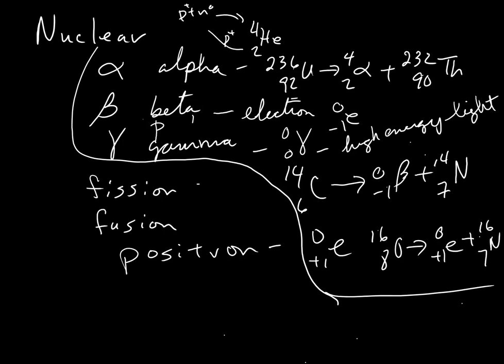Okay. So I want to talk a little bit about how we know about fission and fusion, and alpha, beta, and gamma. Okay. Penetrating, what they can go through. Alpha decay is stopped by paper.